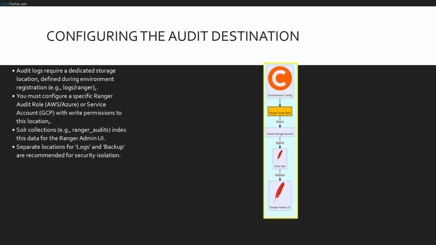This diagram tracks the configuration flow. You start with the environment config, where you associate the Ranger audit role. This role authorizes the system to write to the cloud storage bucket. The infrastructure Solr instance then ingests data from this bucket, or directly from the spool, to index it. Finally, the Ranger Admin UI queries Solr to display the logs to the administrator.